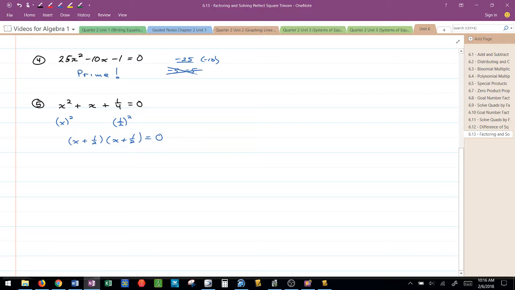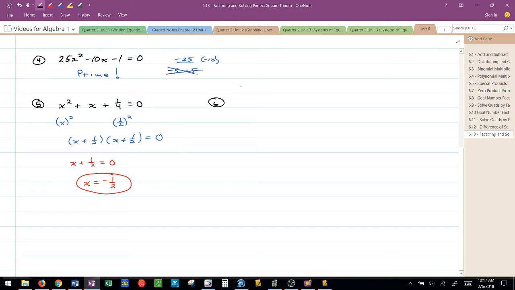Now, because I have the exact same factor, I know that all I have to do to apply the zero product property is set one of them equal to 0 and solve, giving me x is equal to negative 1/2. What this means is the vertex of this parabola is at x is equal to negative 1/2. It's also telling me it doesn't really go through the x-axis, it goes to it and kind of bounces off of it. All right? So let's try one last one here.